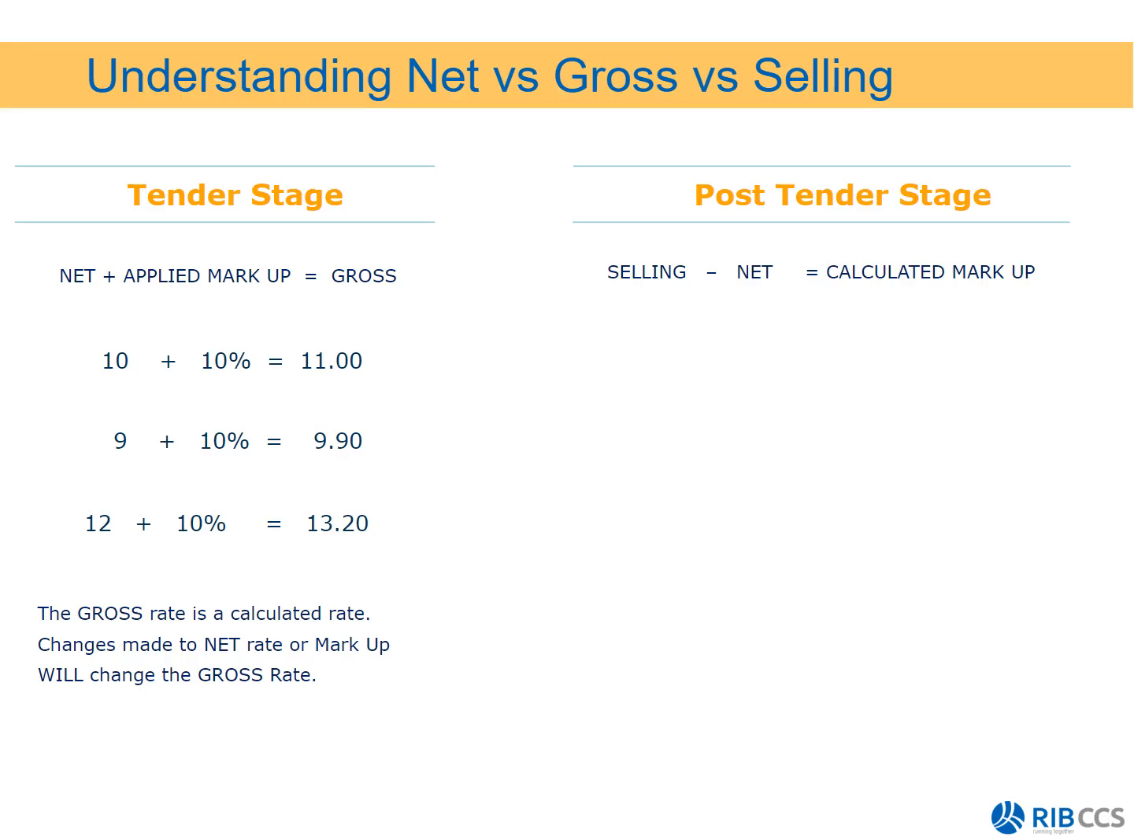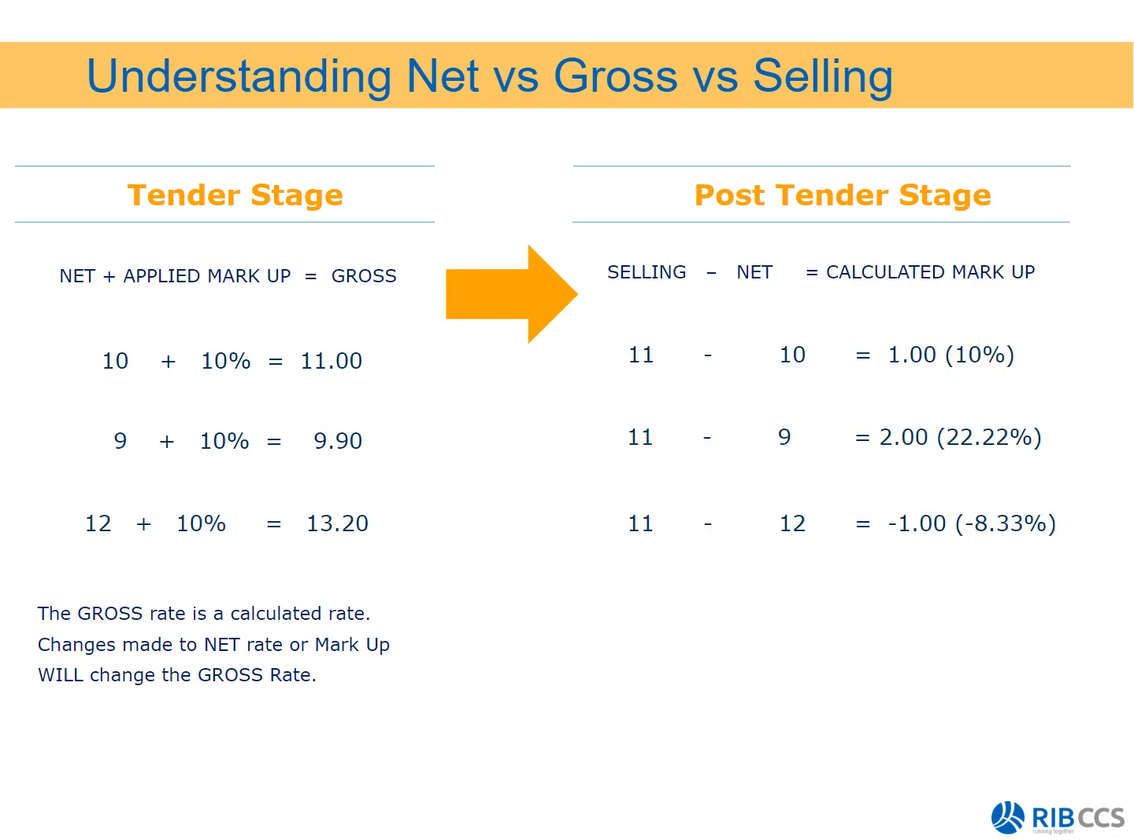However, at post-tender stage, we would not like that anymore. And that is why post-tender, we bring in the selling rate, where your selling minus net rate is your calculated markup. So what we do is we copy your gross rates into the selling rate column when you do the initial valuation setup. And then we would just say 11, which is what we're charging the client. This is now contractual rates, so that 11 can't change. Minus 10, which is your net rate, is then what we get our 10% markup from.